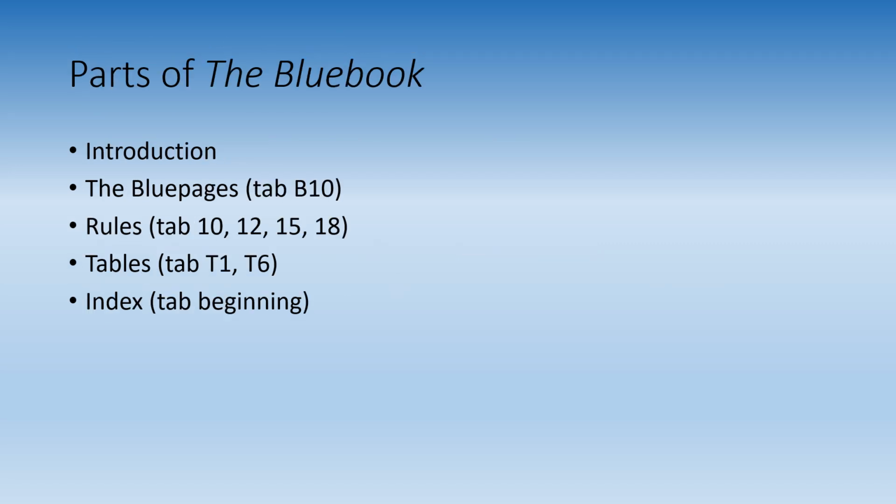So here are the parts of the Bluebook. There's an introduction, there's the Bluepages, there are the rules, tables, and an index. And so the rules that you're going to use most often in your first year are rules 10, 12, 15, and 18 in the main body.